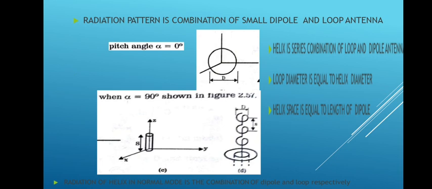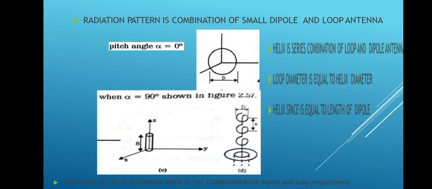And when alpha equals 90 degrees, the pitch angle varies. What happens here? Pitch angle is 90 degrees, then tan 90 equals infinity. Therefore the spacing between the turns is infinity, very large. So therefore the helix is equivalent to the length of the dipole.